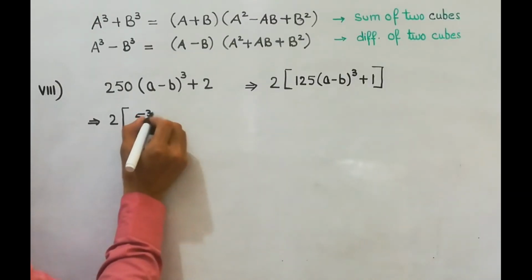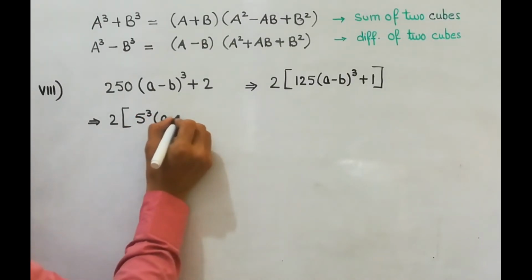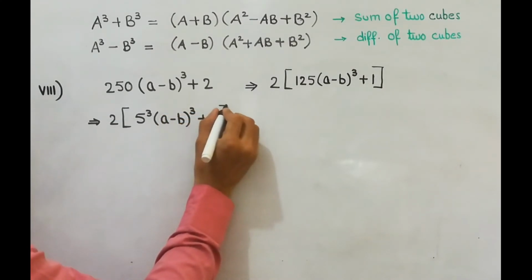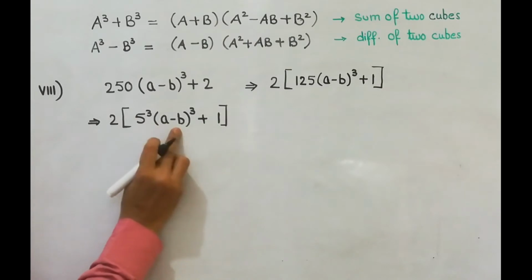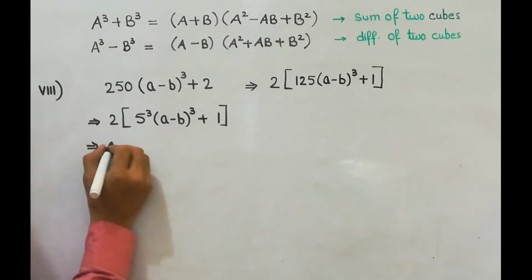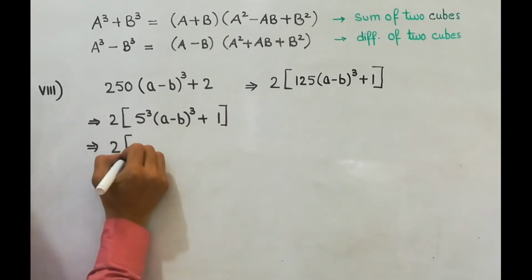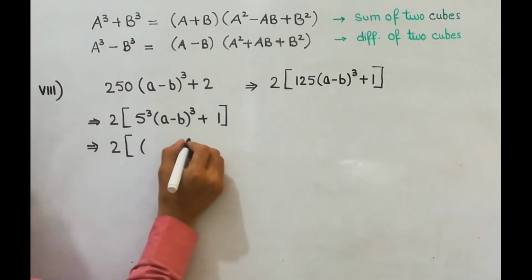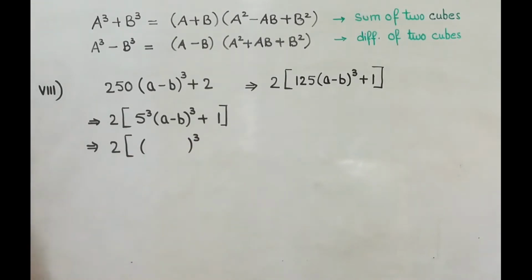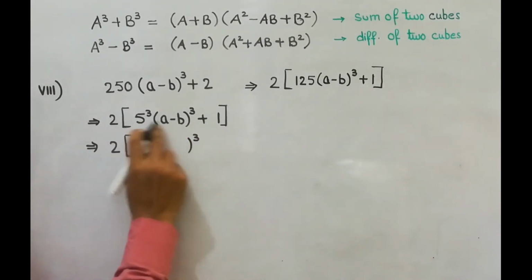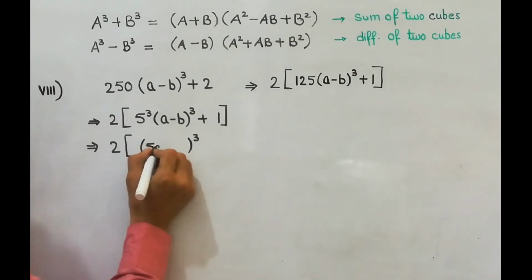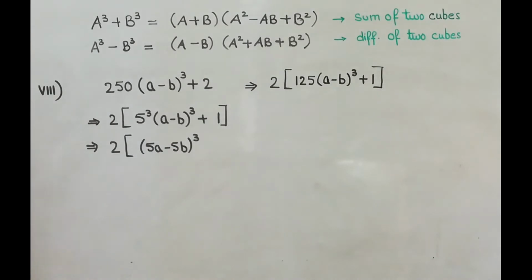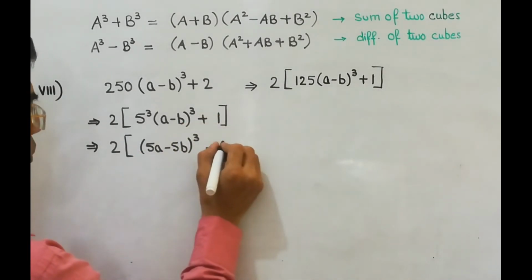Because see, we know that whenever 2 cubes are multiplied, now here 2 cubes are being multiplied. So see how you will multiply 2 cubes. Whenever the 2 same power terms are multiplied, you take the power common. So I am going to take cube common and multiply these 2. So 5a minus 5b, it will be like this. And this 1 can be written as 1 cube.